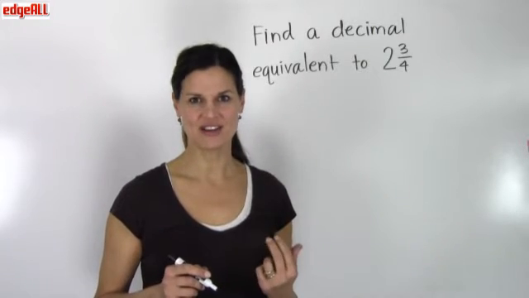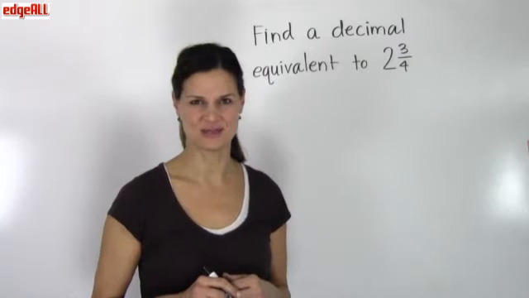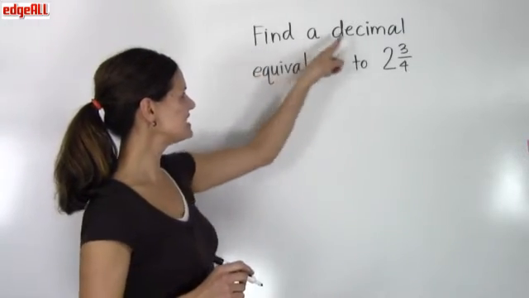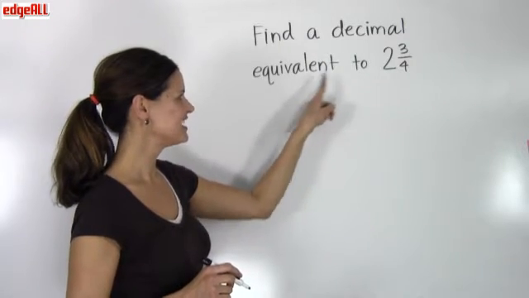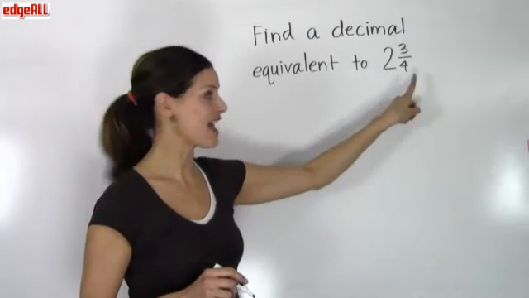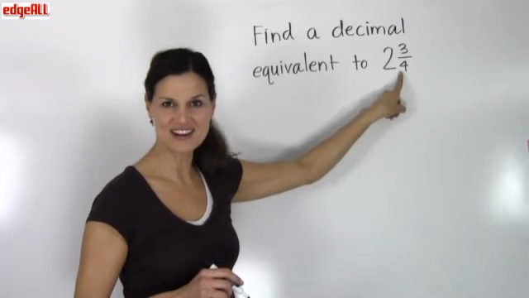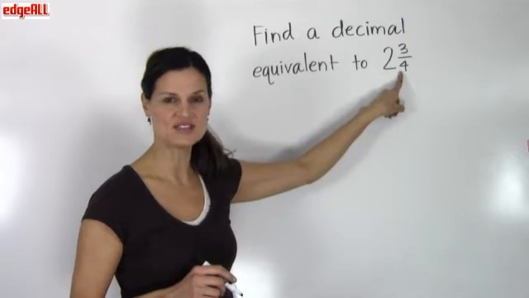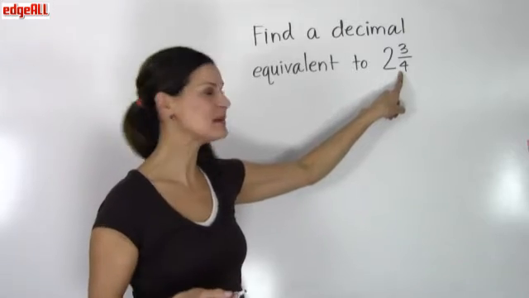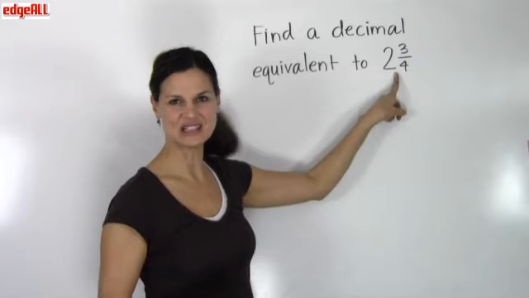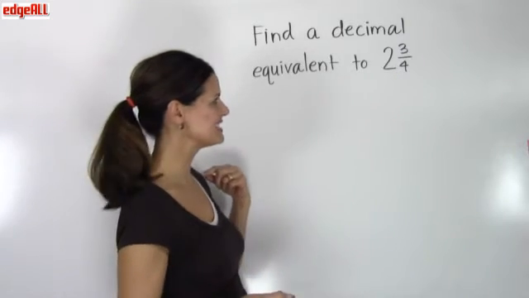Let's take a look at a problem in which we need to convert a fraction to a decimal, but the denominator of our fraction is not a multiple of 10. So in this example, find a decimal equivalent to 2 3/4. So our denominator here, this 4, is not a multiple of 10. So we can't do the simple way of converting that we just looked at. We have to do a little bit more work in a problem like this.